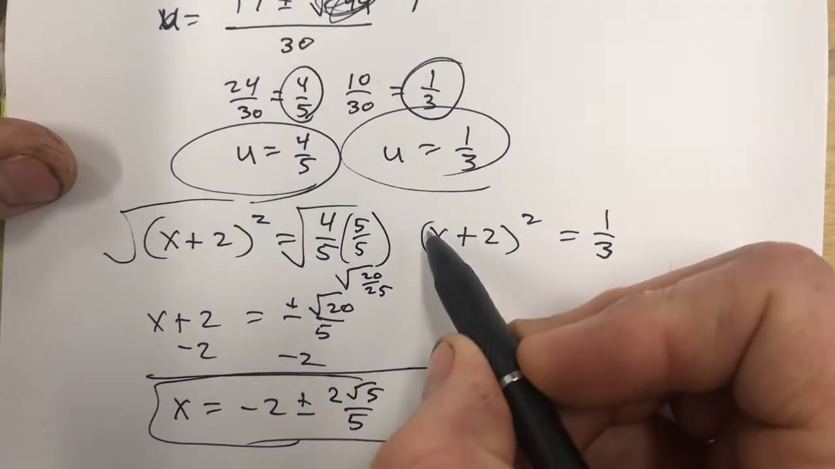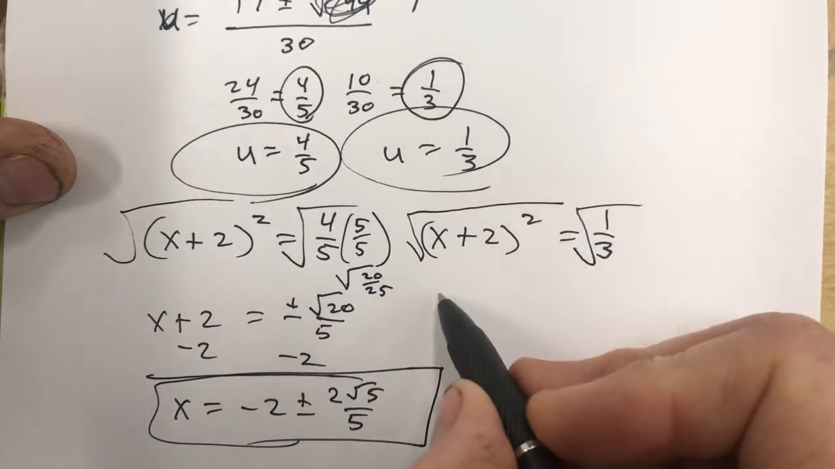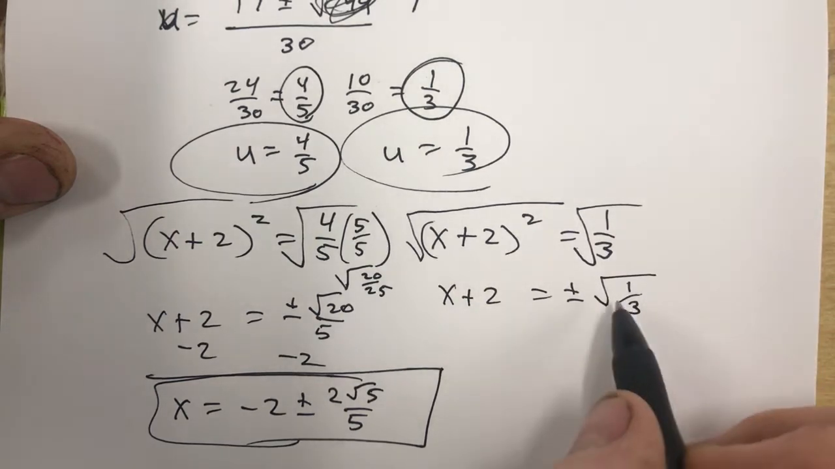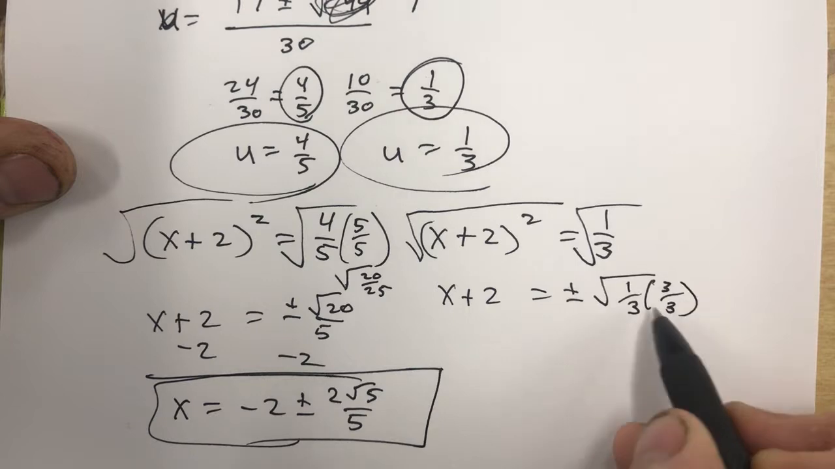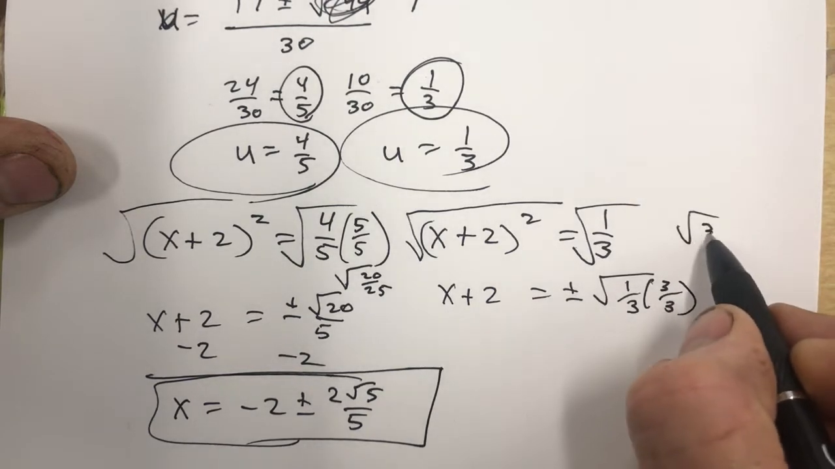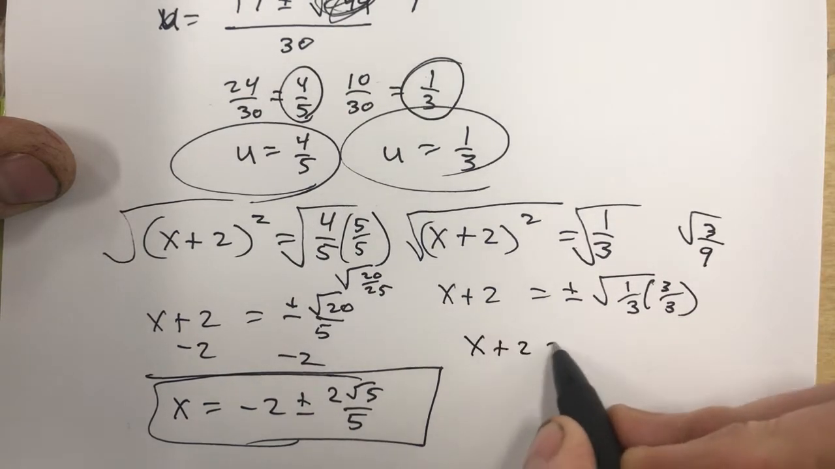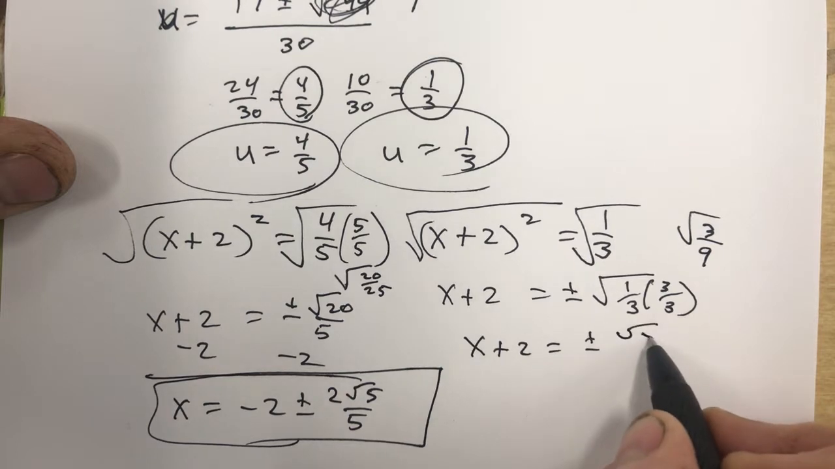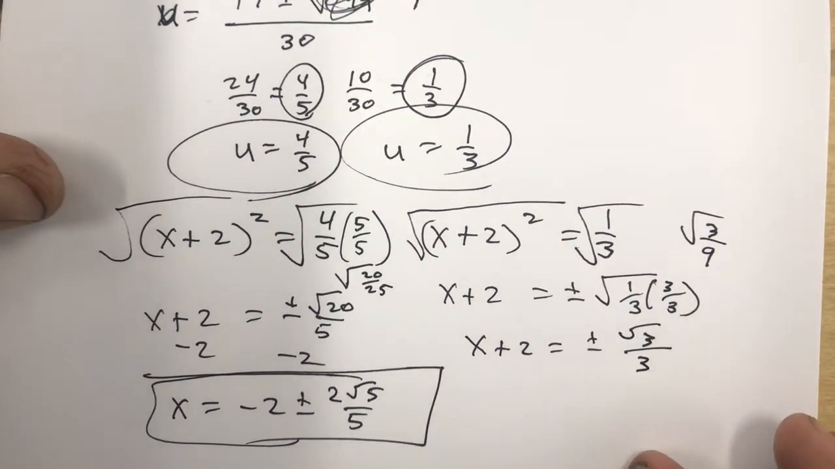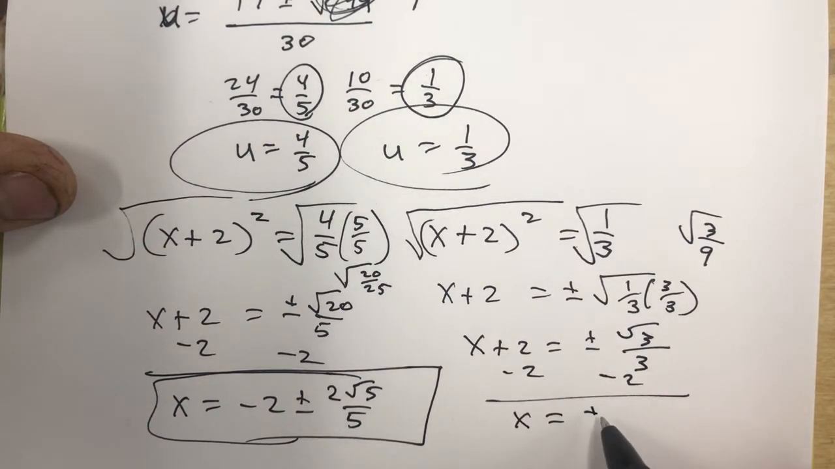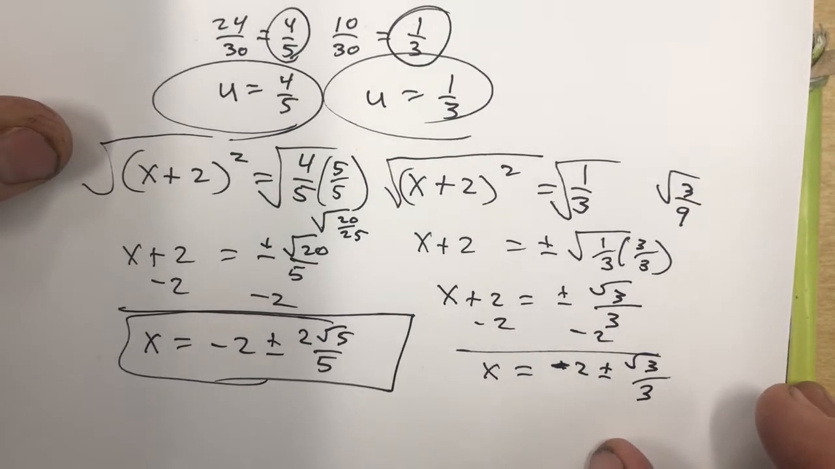And on this one, I'll do the same thing. I'll square root both sides, which means x plus 2 equals plus or minus radical 1/3. I can't have a fraction in there, so I'm going to multiply top and bottom by 3, which gives me the radical of 3 over 9, and the 9 will come out as a 3, so x plus 2 equals plus or minus radical 3 over 3. And now minus 2. So x equals negative 2 plus or minus radical 3 over 3. Okay? And that would be my answer there.